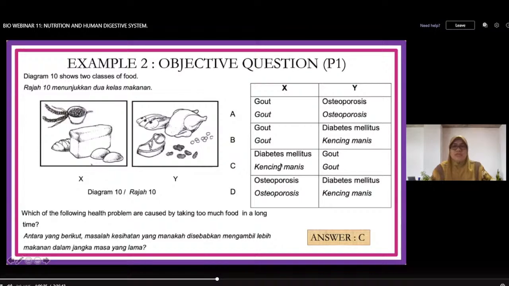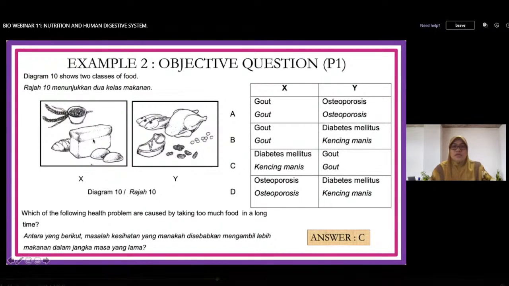diabetes, penyakit kencing manis. So kita tahu karbohidrat mengandungi starch, dia akan convert jadi apa? Glukos kan? Jadi kalau glukos banyak dalam badan kita, akan menyebabkan penyakit kencing manis lah. Ini tadi protein, kalau amino acid banyak dalam badan kita, uric acid berkumpul, urea banyak, dia akan menyebabkan penyakit gout.